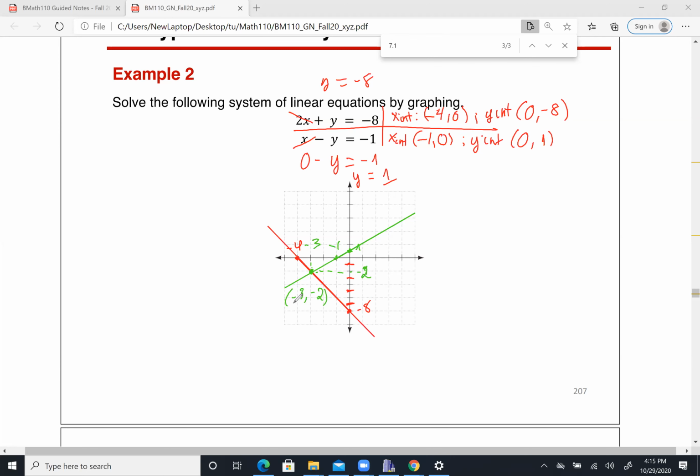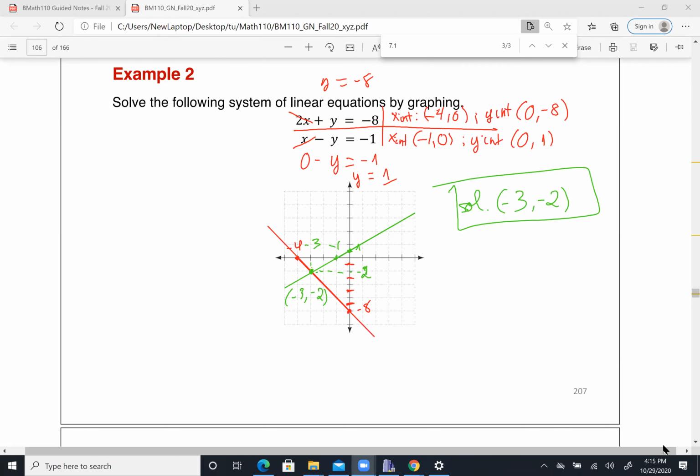It could be approximate, because when you see my graph, sometimes it has some error, because you cannot see whether it's gonna be -1.99999 something like that next to -2. So that's why the graphing method is mainly for approximating the solution. So the solution in this case is (-3, -2). Okay, and that's gonna be the solution. So now let's move down.